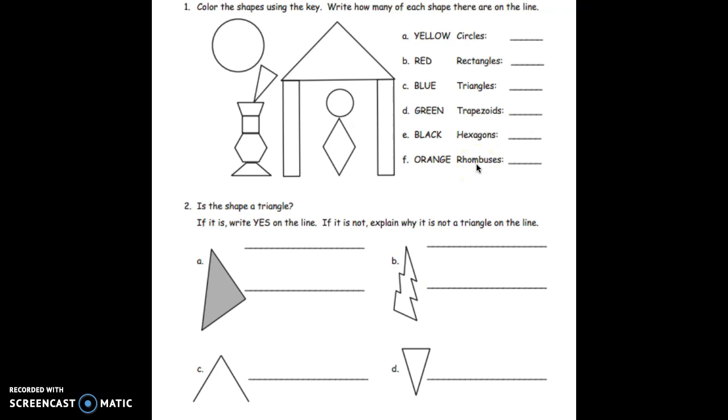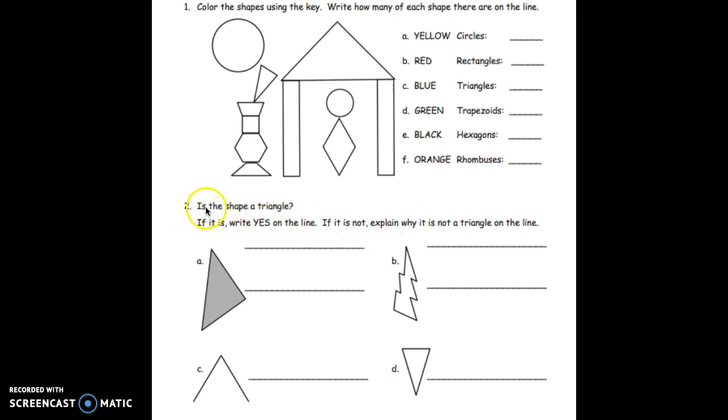The last one, F, is for rhombuses. Rhombuses that you see in the picture, you're going to color orange. After you have colored any rhombuses that you see in the picture orange, then you're going to write the total on the line. Remember all of the attributes of each of those shapes before you color.